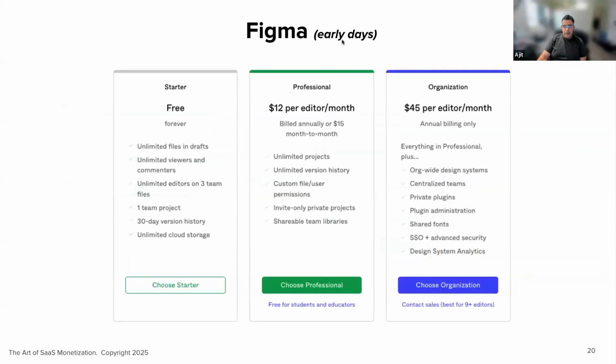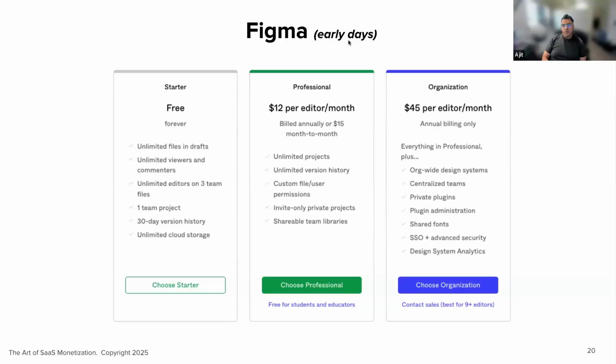This is Figma, I went to Web Archive and I picked this. Now they are a little more complex, but earlier on they were as simple as this: there is a starter plan. This is what you get in the starter plan. Then there is a professional plan. There is an organization plan, and professionals get more collaboration features, team libraries, things like this. And organizations get design systems, centralized teams, private plugins, administration, SSO, and so on.